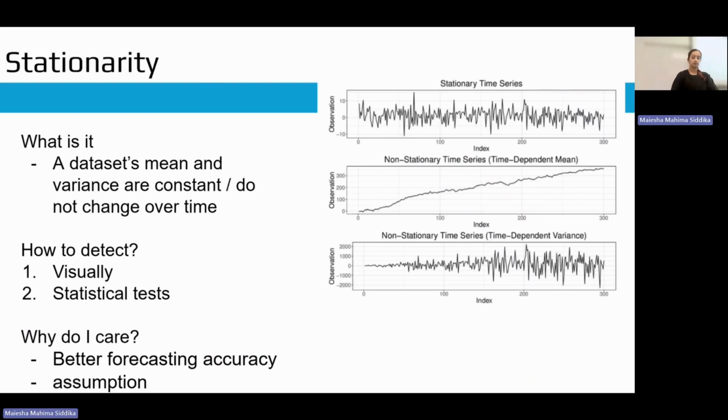Now, why do we care about stationarity? If we can better understand our time series dataset and understand these statistical components like stationarity, it allows us to better forecast in the future. And also it's a key assumption in many statistical time series models.